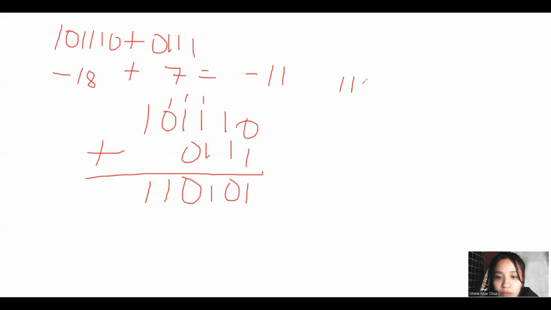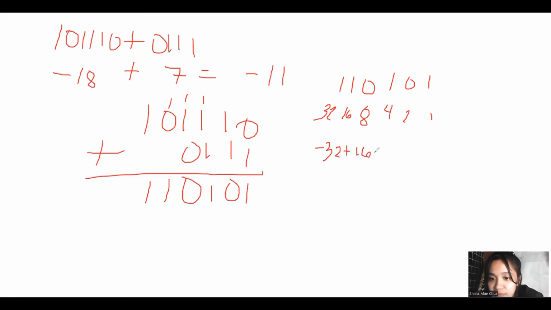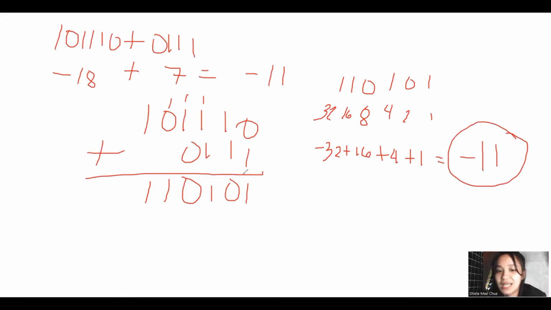So if you have 1, 1, 0, 1, 0, 1 here, this is 1, this is 2, 4, and this is 8, 16, and 32. So this one here is what we all know as the sign bit, and 1 corresponds to negative. So this is negative 32 plus 16 plus 4 plus 1, we will get the value of negative 11. So meaning this 1, 1, 0, 1, 0, 1 is equal to negative 11. So we have the right answer.